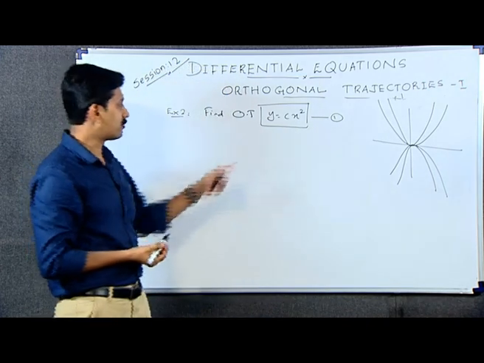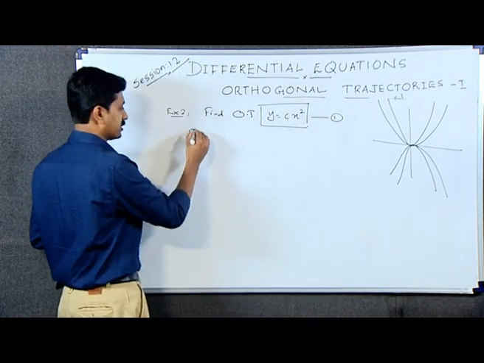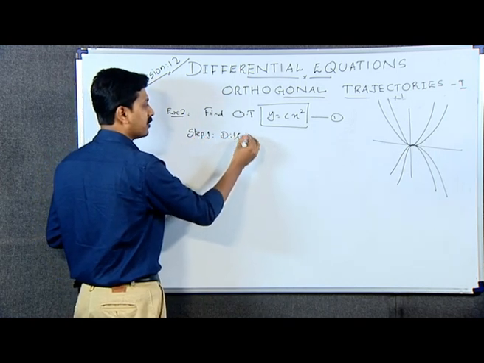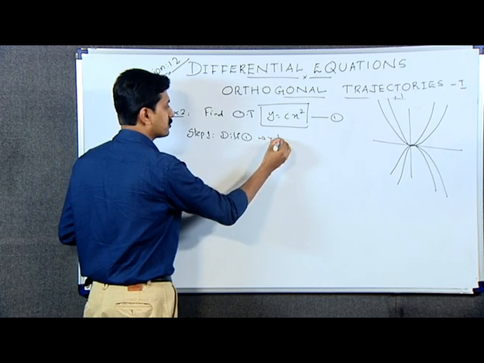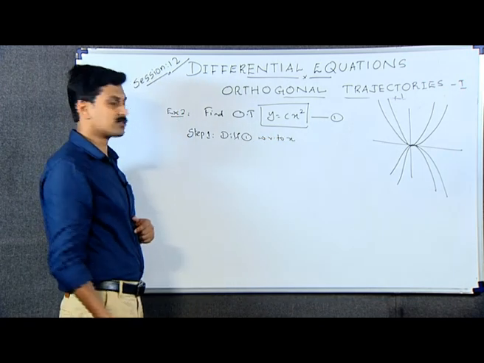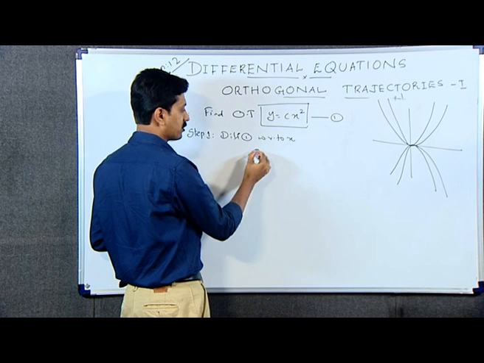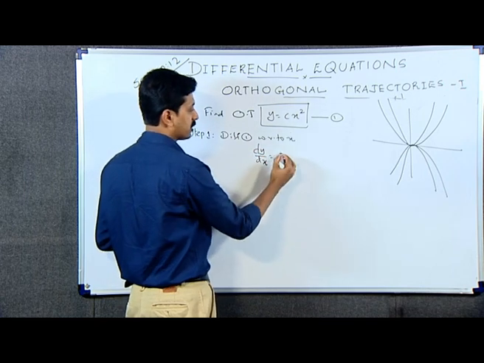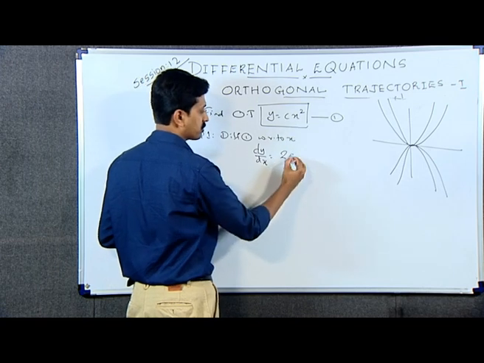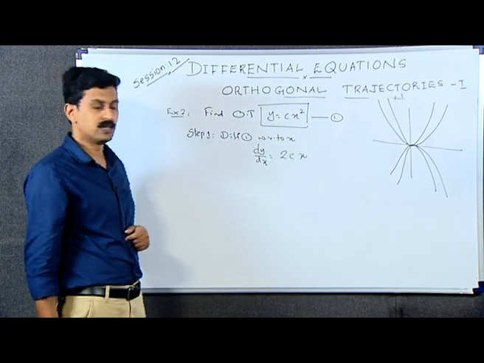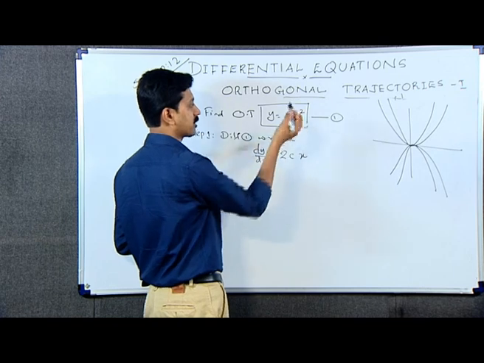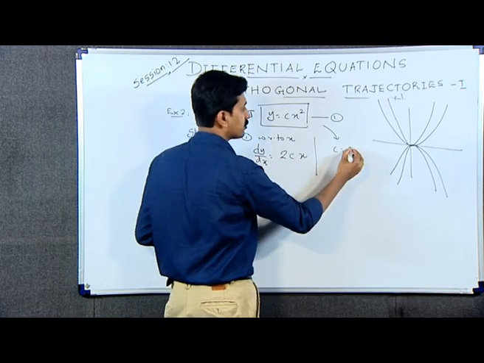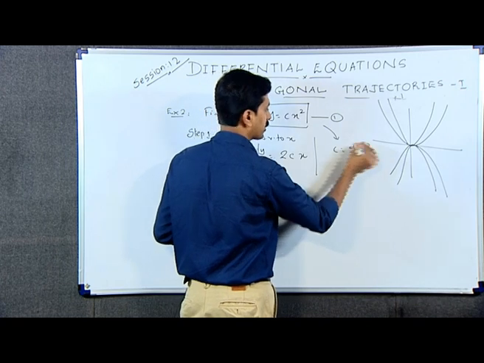As we did earlier, what will we do in step 1? We will differentiate 1 with respect to x. So, we will have dy by dx is equal to 2cx. Now, this is a differential equation corresponding to 1. From 1, we will have the value of c is equal to y by x square.